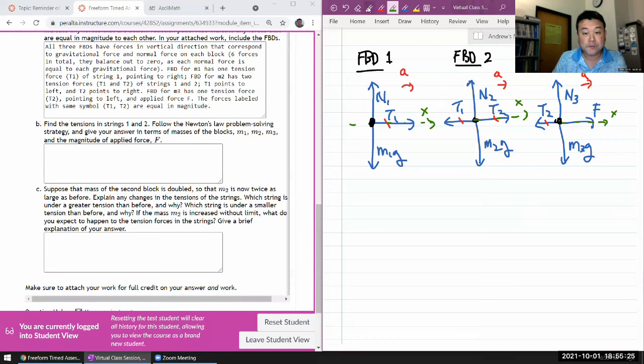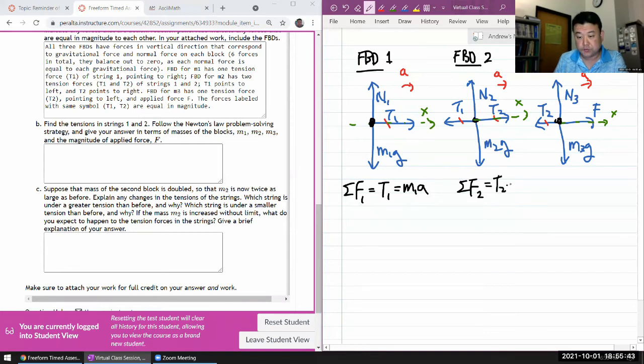And finally, step number four, I can write down my Newton's second law equations. Net force on M1, that will be T1, equal to M1 times acceleration. Net force on M2, that's T2 minus T1, equal to M2 times acceleration. And finally, the net force on M3, that's applied force F minus T2, equal to M3 times acceleration.